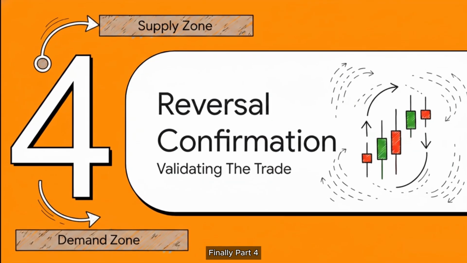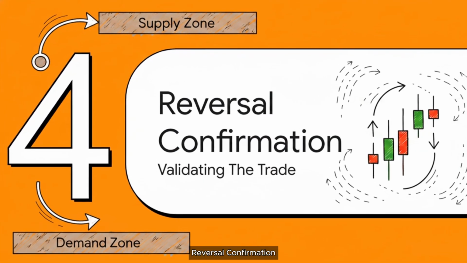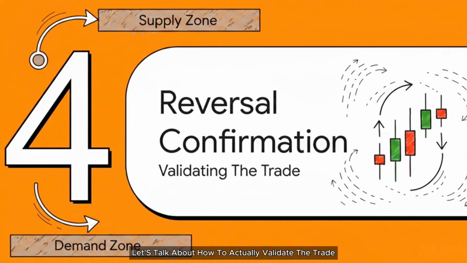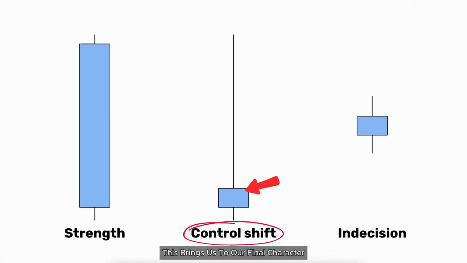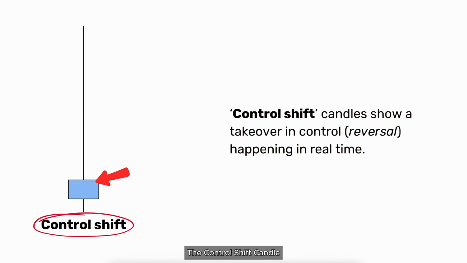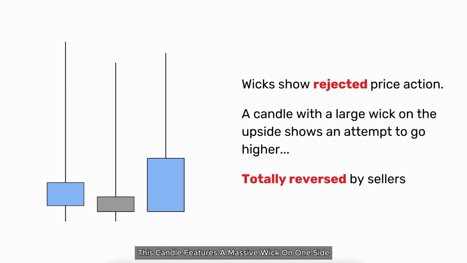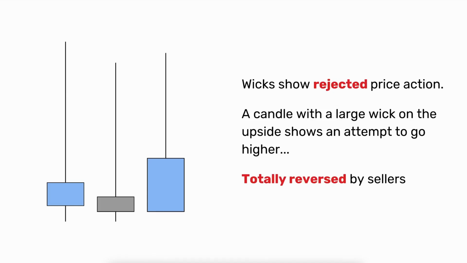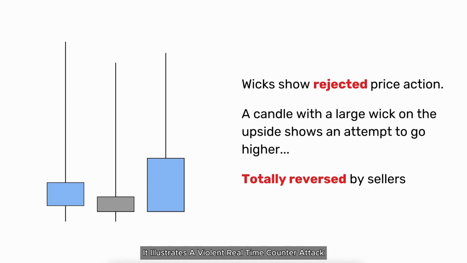Finally, Part 4, Reversal Confirmation. Let's talk about how to actually validate the trade. This brings us to our final character, the Control Shift Candle, which you might know as a pin bar. This candle features a massive wick on one side and a much smaller body on the other. It illustrates a violent, real-time counterattack.